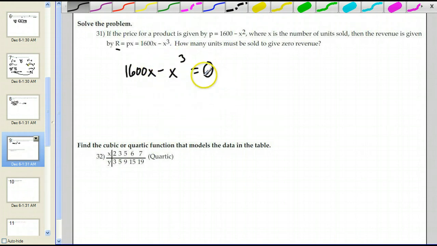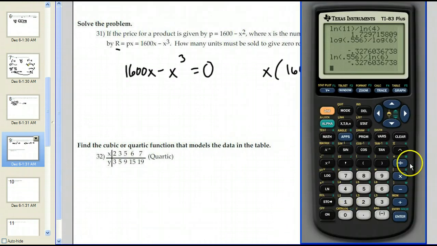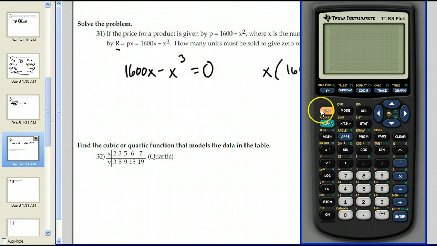Anytime you have a polynomial set equal to 0, first try to factor it, and we can factor this by pulling out that common x. And we get x times 1600 minus x squared equals 0. Now, if you don't see it right now, always try and look. 1600 is a perfect square. If I take the square root of 1600, I get 40.